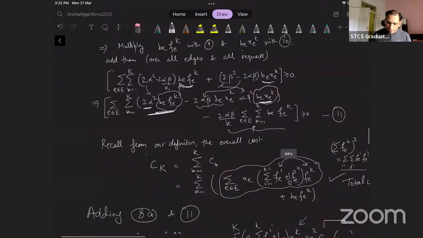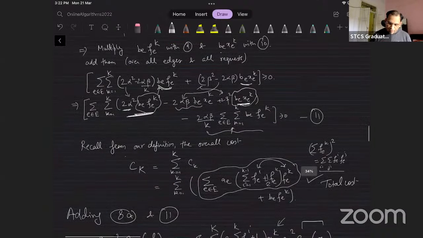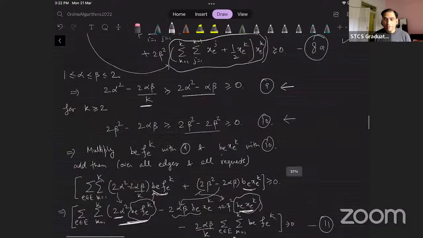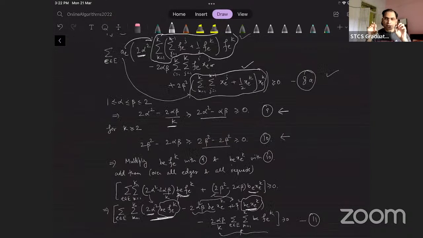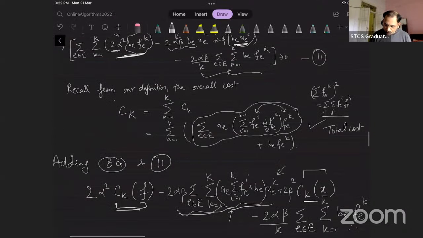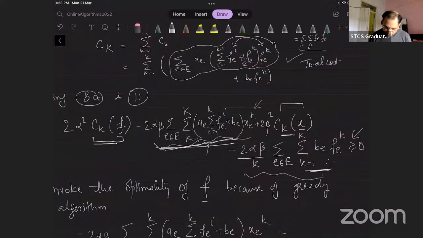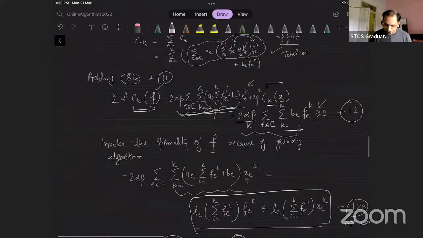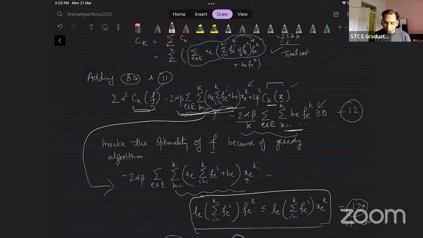And then when we looked at 11 and 8a, one took care of the quadratic term, the other took care of the linear term, we identified some parts which are exactly capturing the cost of the algorithm, which is Ck of f, and cost of any other flow. And there were two remaining terms which are annoying. So this was one cross term which was annoying, and this was a linear term which was less annoying. CKF and CKX were easily identified, so those are not the problem. And this was the only place where we actually use the optimality condition.